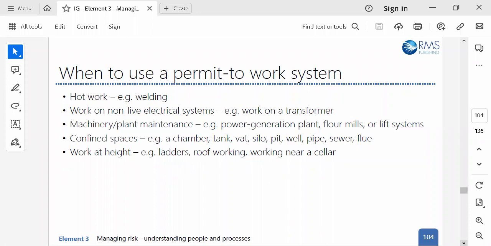We can use different other types of permits also: cold work permit, lifting permit, permit for night shifts, road closure permit, excavation permits, scaffolding permits. But this depends upon the client requirements, and according to that, we can use the permit.